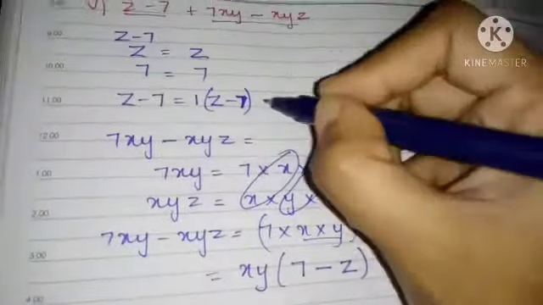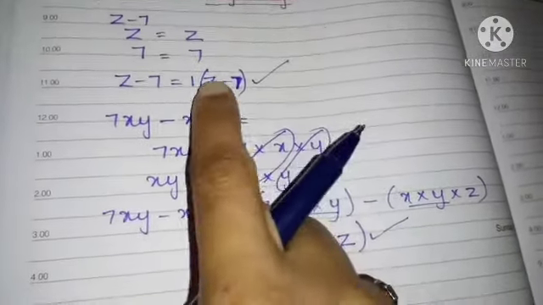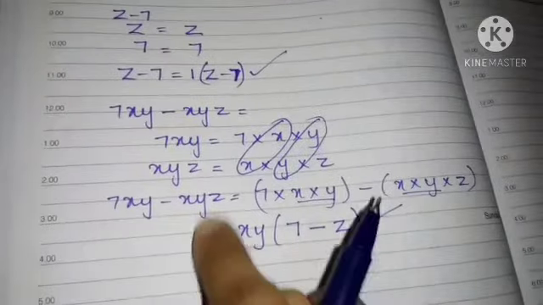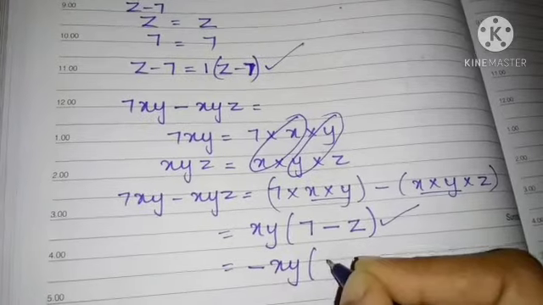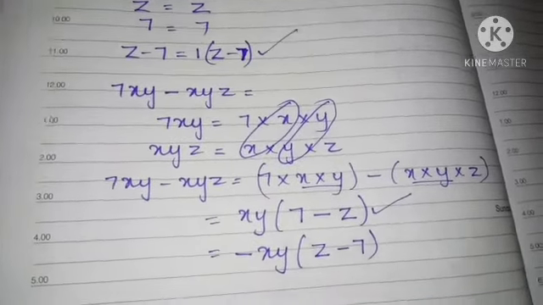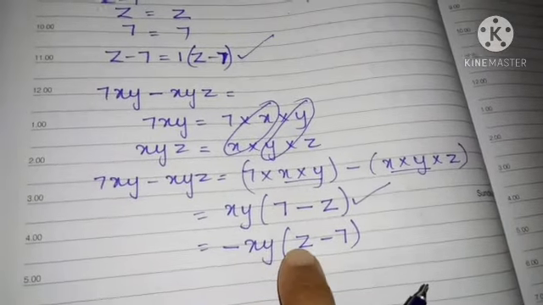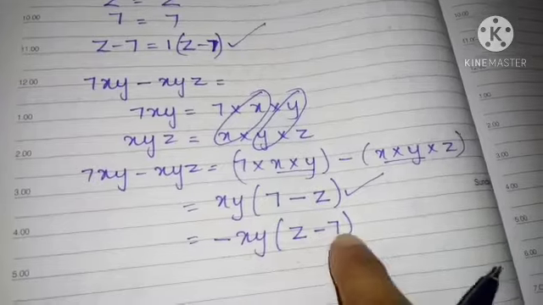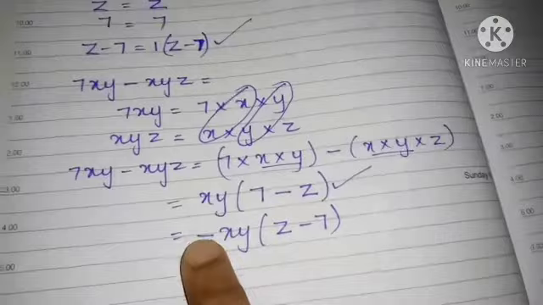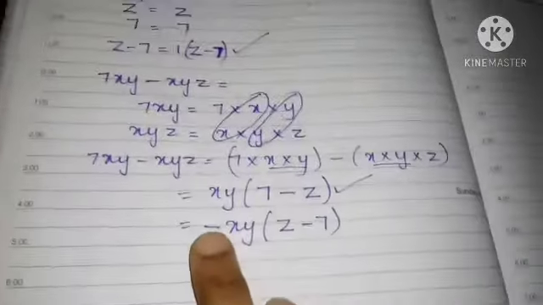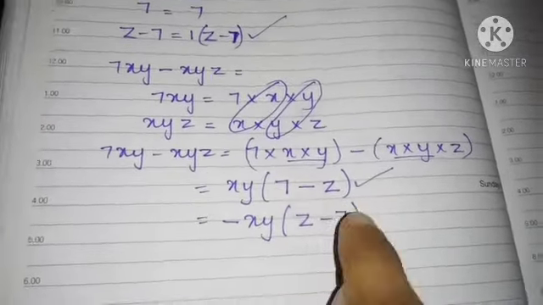See, in this you have z minus 7. Here you have 7 minus z. So if I want z minus 7, what should I do? I should take minus outside. Minus xy of z minus 7. Listen children, why? If I bring this minus inside, z will become minus z, and minus 7 will become plus 7. Minus into minus is plus. So I have taken minus outside. Minus z will become plus z, and plus 7 has become minus 7.